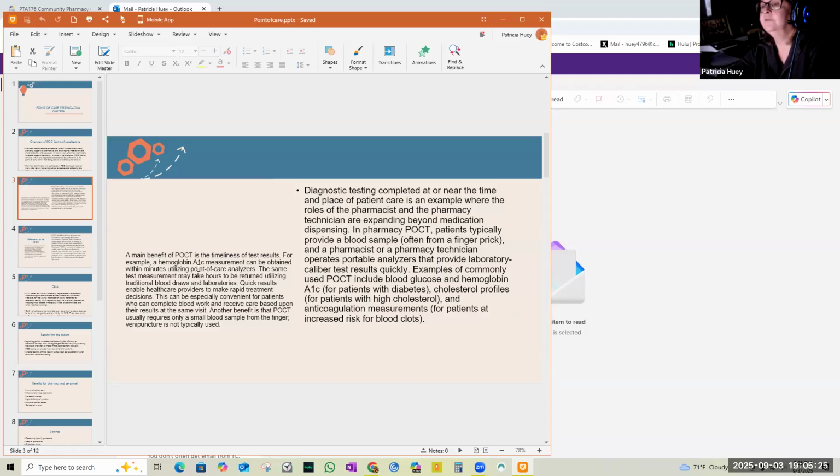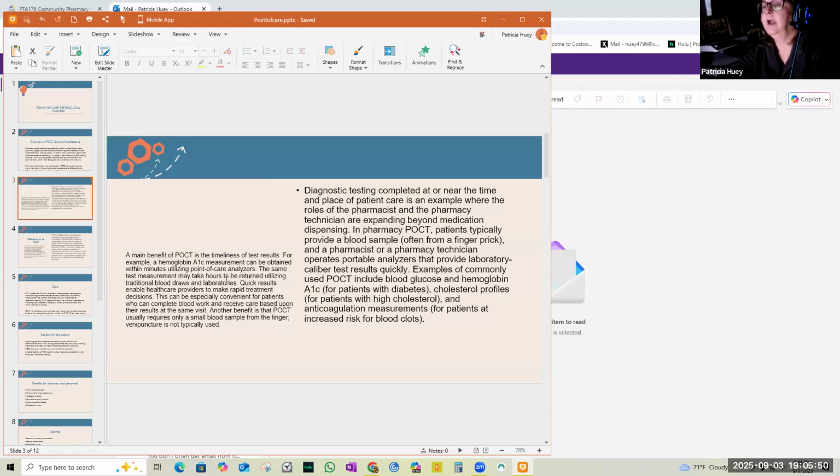One of the main benefits of this is the timeliness of the test results, so they don't wait too long. It's a matter of usually a minute or so. It doesn't take long for some of these to come back. The strep throat might take a little longer. For example, a hemoglobin A1C measurement can be obtained within minutes utilizing a point of care analyzer.